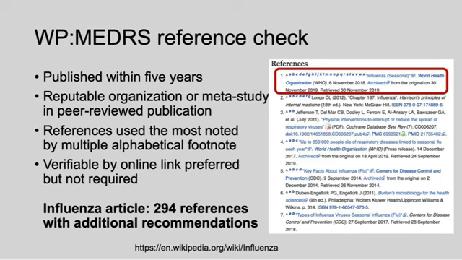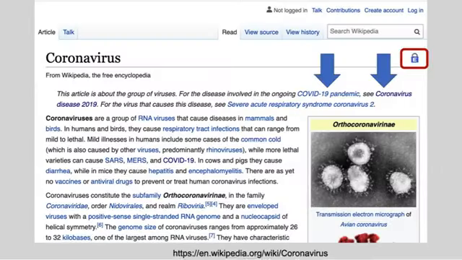For the influenza article, there's 294 references with additional recommendations and links as well. So this is a fairly robust article that summarizes the main ideas in the field. We can look at another article that's of note for our current pandemic. This is the coronavirus article about the group of articles, not about the COVID-19 disease of 2019 or the pandemic, but there are links to go there if that's what you're looking for.